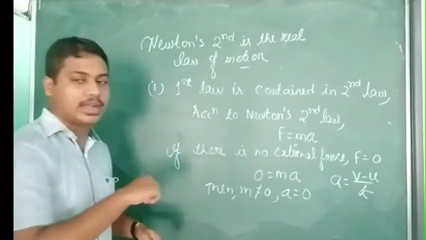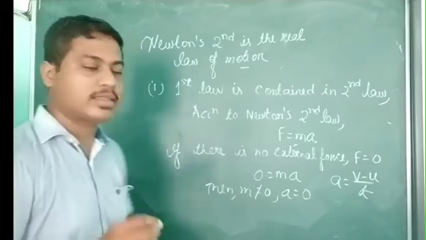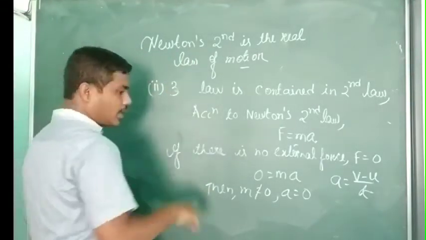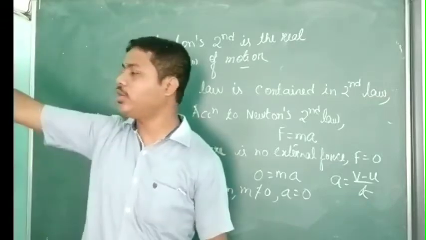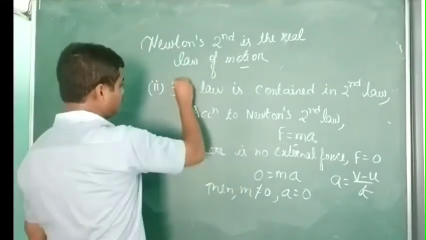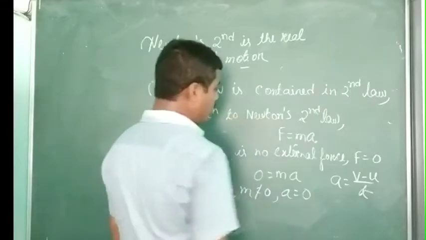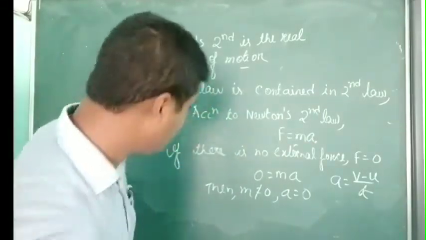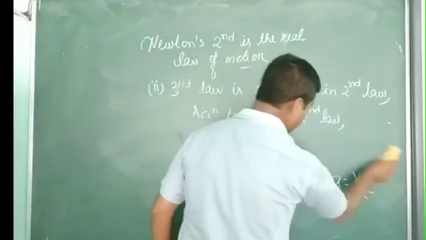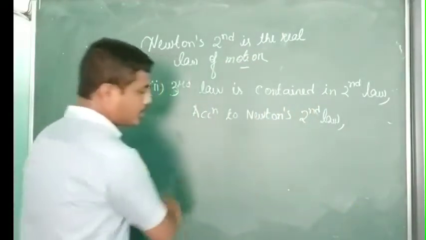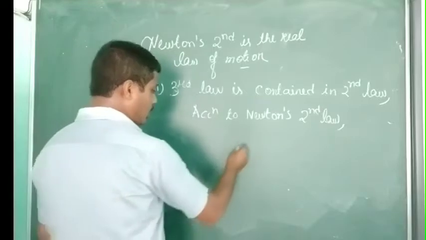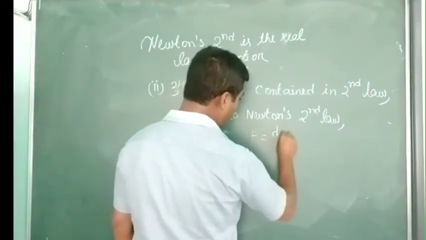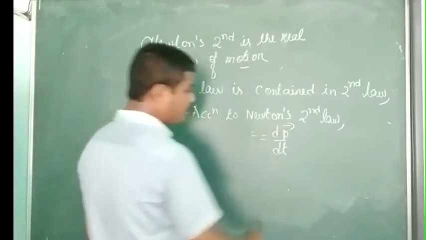That is, the third law is contained in the second law. Number 2: that third law is contained in the second law, so we need to prove that. Again we will be starting from here only. Then according to Newton's second law, what do we have? According to Newton's second law, we have force is equal to the rate of change of momentum.